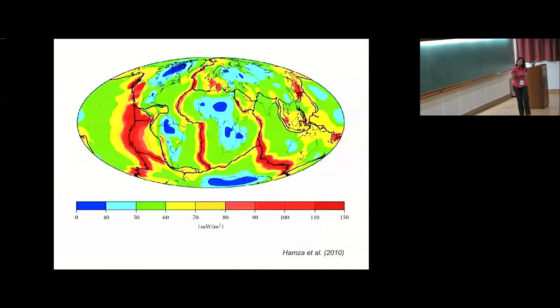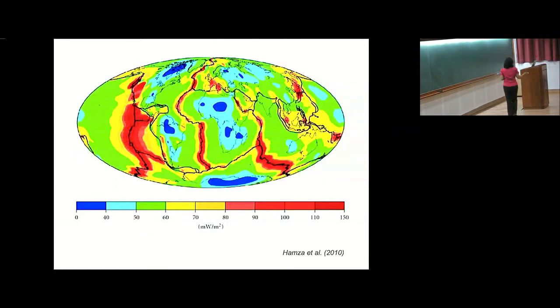If you also look at the heat flow distribution within the oceans, you can see that the regions which are very young have higher values of heat flow. Again, these red regions have very high heat flow, in milliwatts per square meter. As you go away from these mid-oceanic ridges, the heat flow values decrease. But if you go to the continents, on the other hand, the heat flow is much lower.